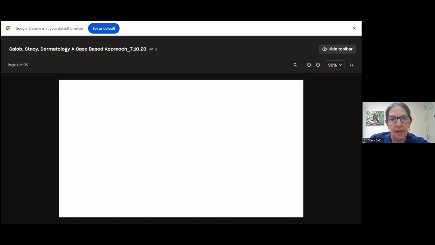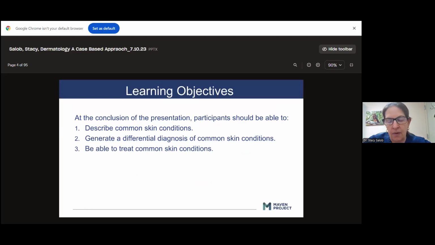Disclosures, the accreditation, our objectives today are really basic. We're going to just spend a moment going over description. One of the things I've noticed when I've been doing MAVEN consults is you guys try really hard to think things through before you ask us a consult. You try to describe what you're seeing as best you can, think about a differential diagnosis. And dermatology has its own vocabulary. It's almost like speaking a foreign language. And so I'm going to try to help you improve your conversational skills in dermatology.